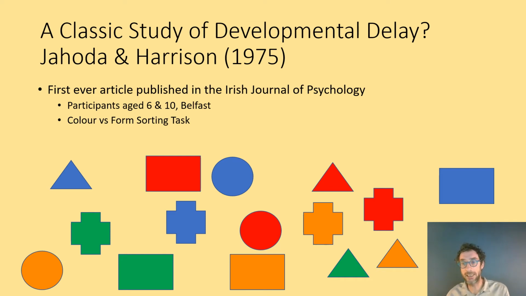So Northern Ireland has long been a place of interest for social psychologists because we like looking at disharmony. It's a bit of a shame. So just to give you a real nice example, I think, of social identity and cognitive development interplaying, here's a classic study of development and identity. This is the first ever article published in the Irish Journal of Psychology on children, participants aged 6 to 10, and all they had to do was to sort shapes into either colour or form. And what we normally see in development is that children find it easier to sort by colour than to break that set and sort by shapes.